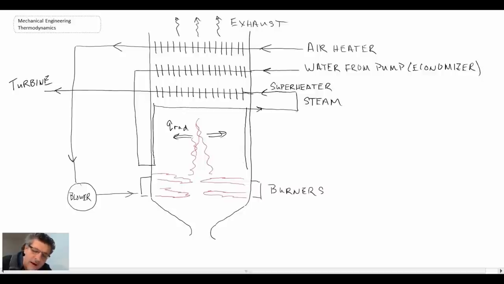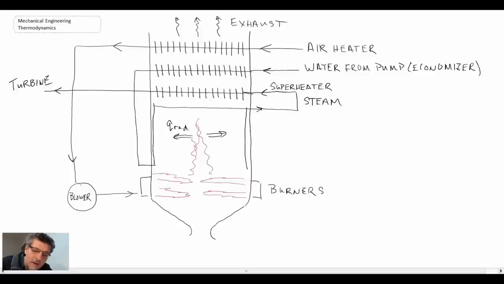It then leaves as steam, and it might be saturated steam or something around there. There may still be some water droplets in it. After that, it then goes into a superheater. So it goes through the exhaust gas again, and through that process, we add more heat to the steam.